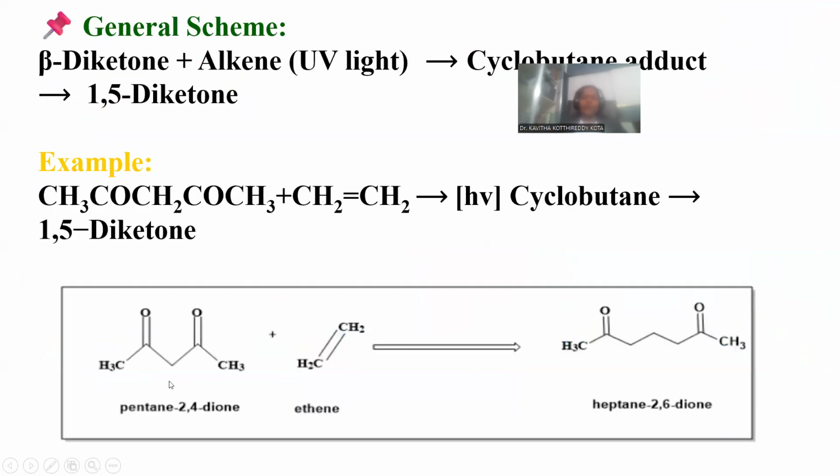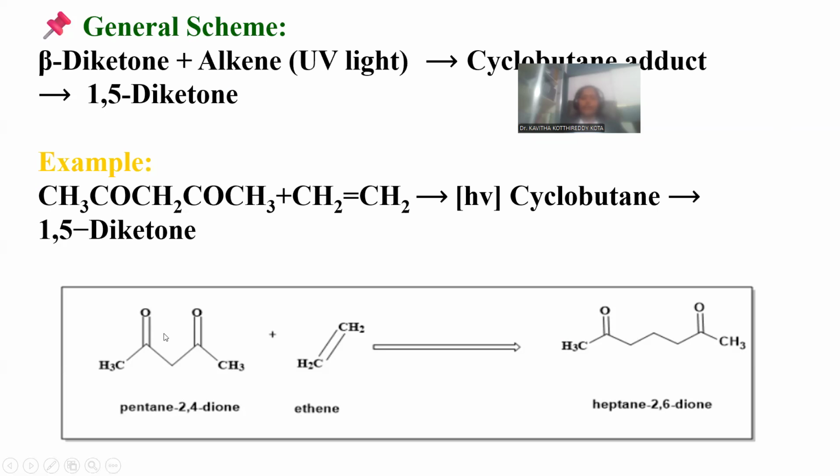General scheme is provided. I'm taking the better example for this one. Here is the compound with 1, 2, 3, 4, 5 carbons in the skeleton, and here the second and fourth positions are accompanied by the ketonic functionalities. Pentane-2,4-dione is taken as the name for the compound, and it could be treated with ethene.